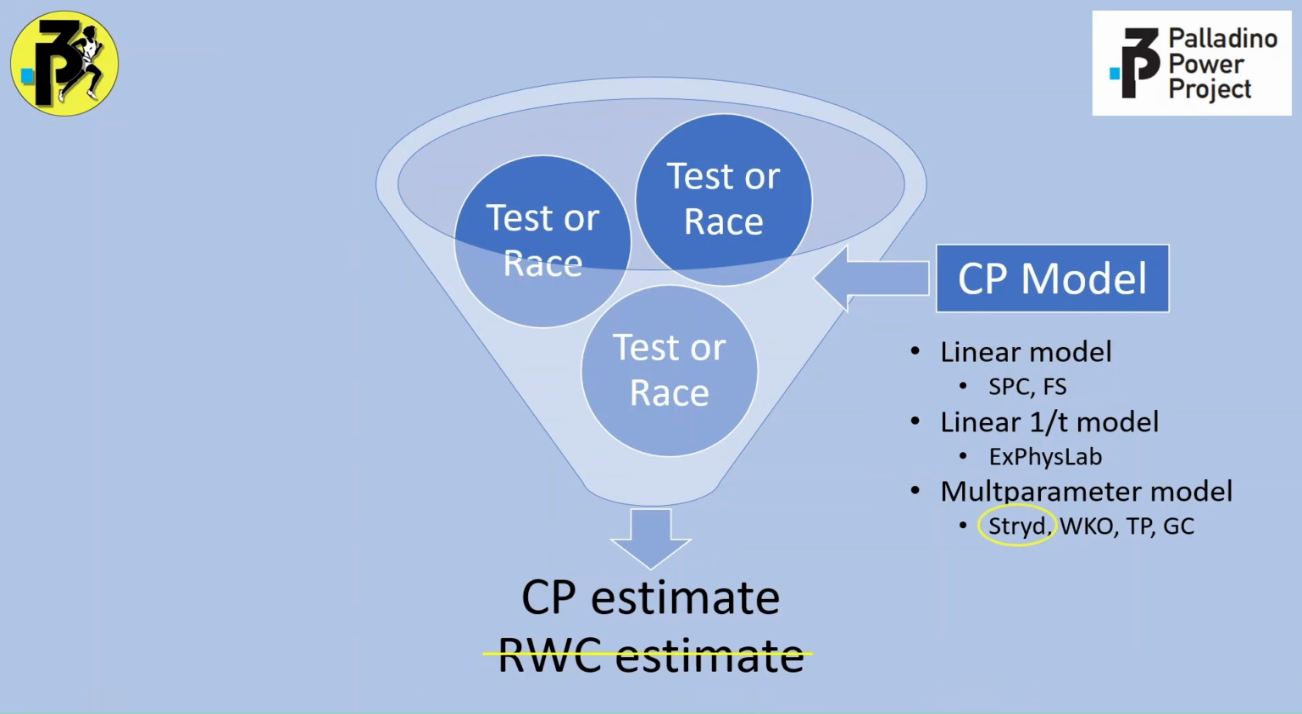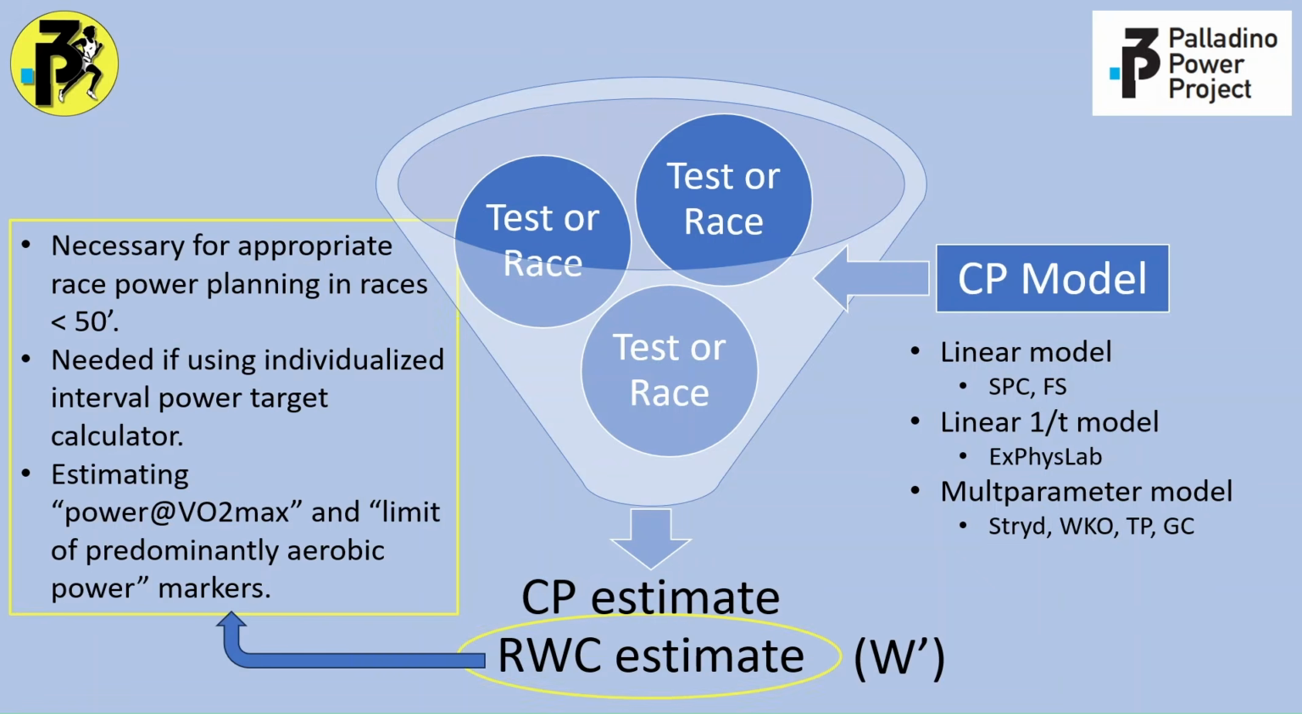The next note is that the Stride model does produce a reserve work capacity estimate, but it doesn't report it. So if you're using the Stride model, you don't get anything but the CP estimate out of that model. And that is an important thing, as we will get to in this presentation. And the reason why, and by the way, I use reserve work capacity, RWC, reserve work capacity.